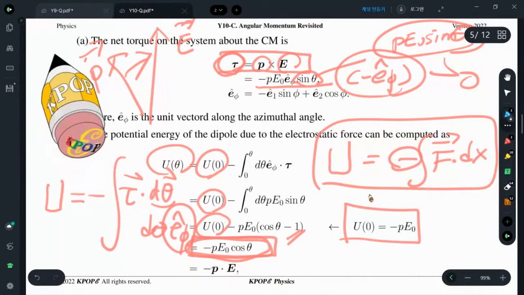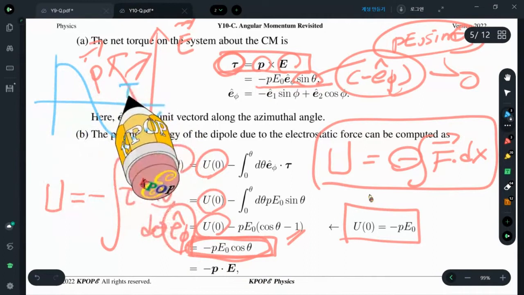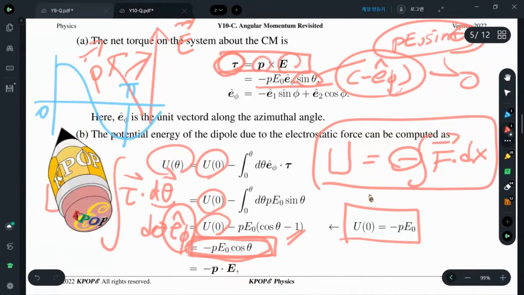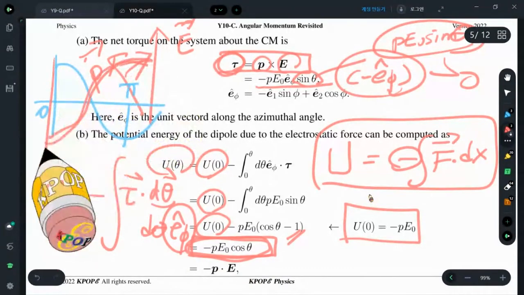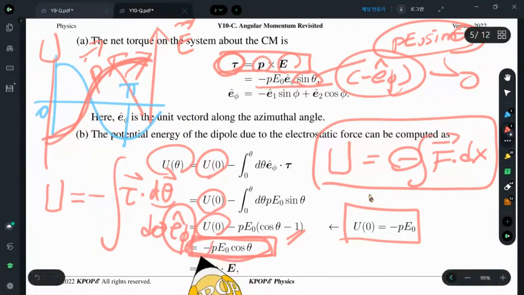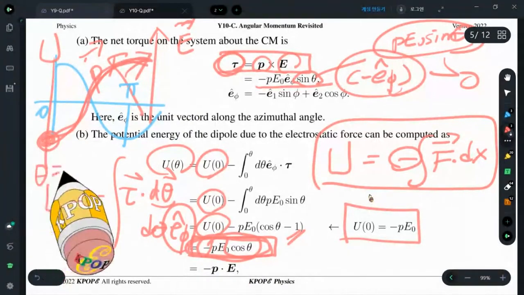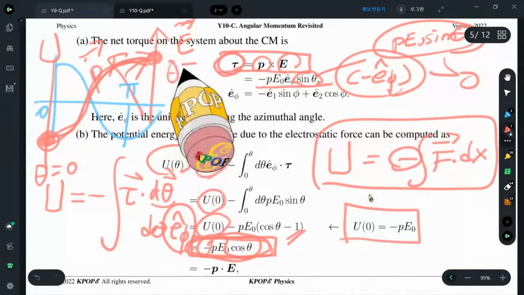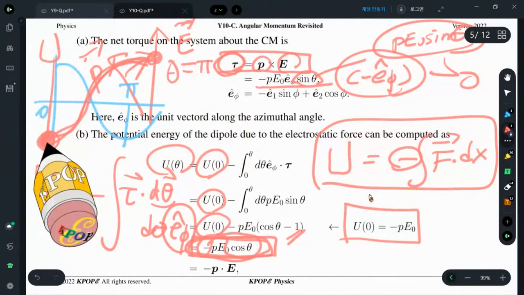Let's draw this figure. Usually, cosine is this form, right? From 0 to pi, this is cosine. However, minus cosine is this form. You can see this is a potential energy. It has the minimum when theta equals 0, and it has the maximum when theta equals pi. Okay, the potential energy is lowest at theta equals 0.